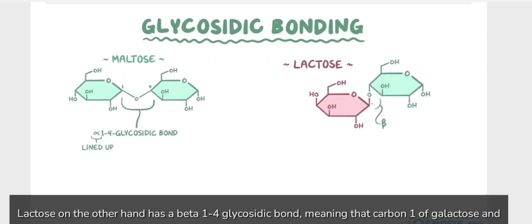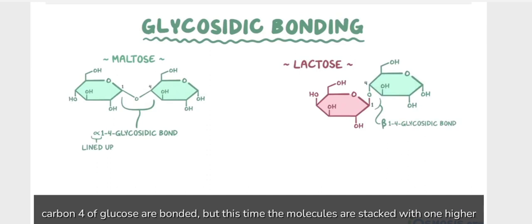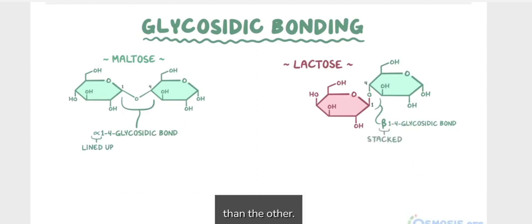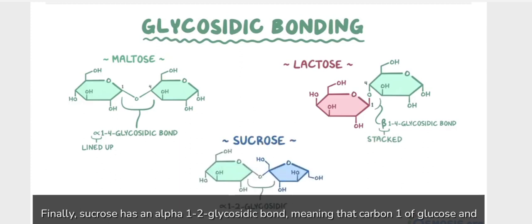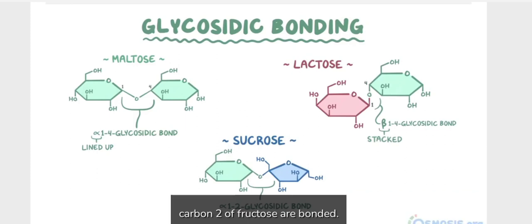Lactose, on the other hand, has a beta 1,4 glycosidic bond, meaning that carbon 1 of galactose and carbon 4 of glucose are bonded, but this time the molecules are stacked with one higher than the other. Finally, sucrose has an alpha 1,2 glycosidic bond, meaning that carbon 1 of glucose and carbon 2 of fructose are bonded.